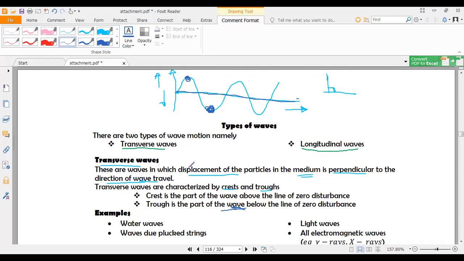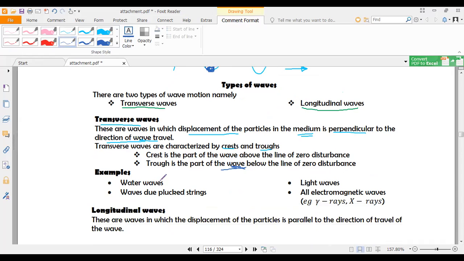So examples of transverse waves: water waves are transverse, waves due to a plucked string are transverse, light waves are transverse, and all electromagnetic waves, as we saw in the electromagnetic spectrum, are all transverse waves.